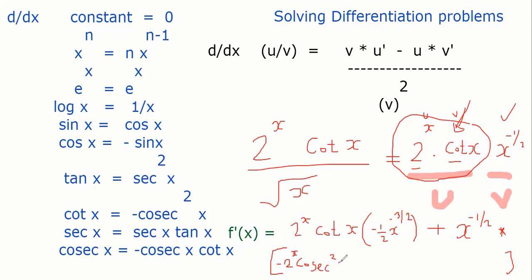It's a very, very difficult question. I told you we are going to increase the level now. So we have done the u into v dash plus u dash into v. U dash. What is the differentiation of 2 to the power x? It is a to the power x into log of a. So log of 2 to the base e. So u dash into v, cot x. This is the differentiation of 2 to the power x cot x. So this is my full answer. My full answer for this question is this.